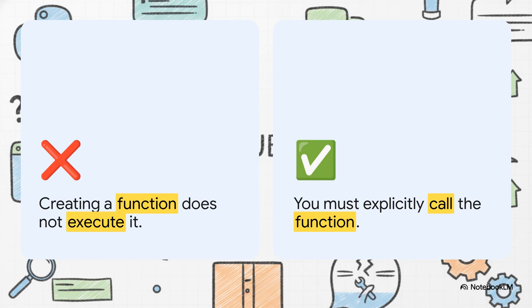Say you have a perfectly written function, but when you run the program, absolutely nothing happens. Why is that? Well, because simply creating a function doesn't execute it. It's kind of like writing a recipe, but never actually cooking the meal. To see the output, you have to explicitly call the function by typing its name followed by parentheses, like greet(), to actually tell Python, hey, run this code now.